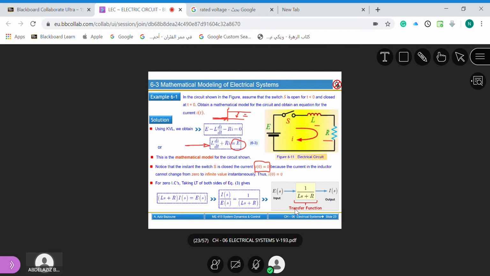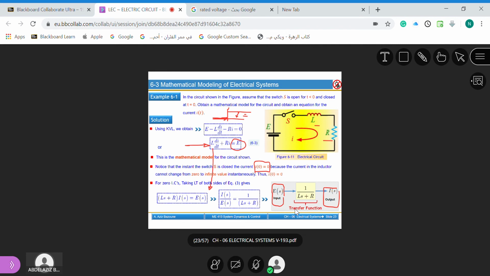Just like we have done for this one, if we take the Laplace transform of both sides, we will have LsI(s) plus RI(s). We take I common, and this will be equal to E(s). So at the end, if we take the ratio of I(s) over E(s), it will be 1 over Ls plus R, where E is the input and I is the output. We are looking for the output. And Ls plus R is the denominator of the transfer function.